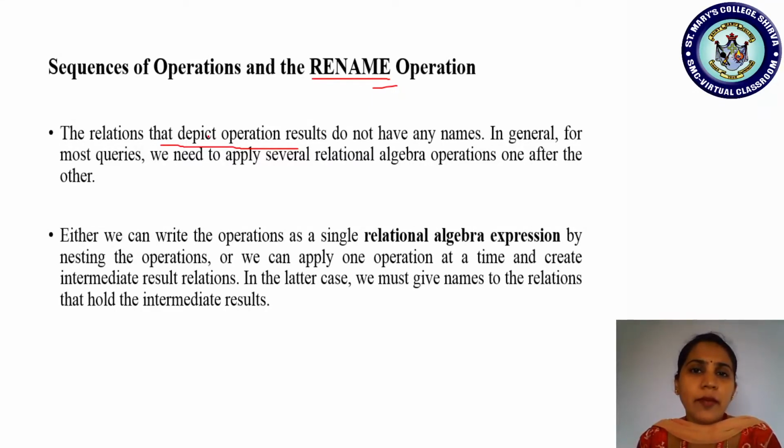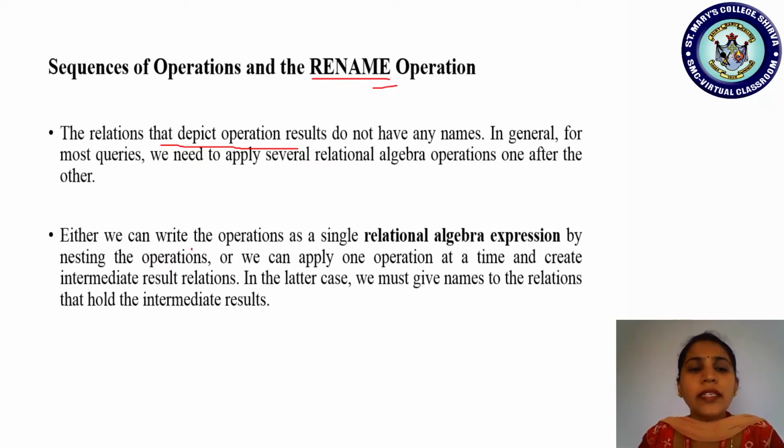So I can give a name for that with the help of which operation? Rename operation. Okay. So in general, for most queries, we need to apply several relational algebra operations one after the other. In our applications in the DBMS environment, when we want to view the information present in the databases, we will be applying many such operators. We will be using select and project operators to view only the required information. When the DBMS is displaying that information to the user, those resultant tables should be given a certain name, and it can be given with the help of a rename operation.